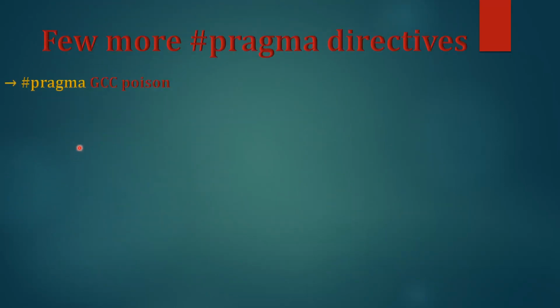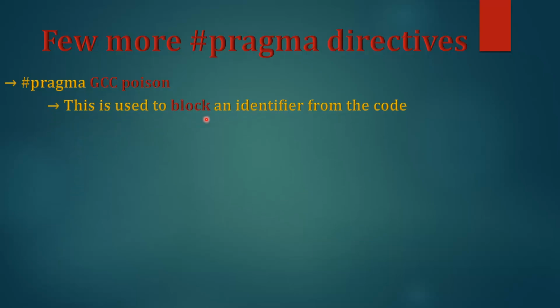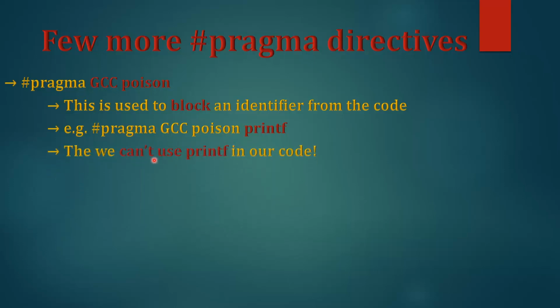Pragma GCC poison. This is used to block an identifier from the code. For example, in C, printf is very much used, and if we want printf to become unusable, we can use this statement, pragma GCC poison printf, so it will block it and we cannot use printf in our code. Another one, we have pragma GCC dependency.